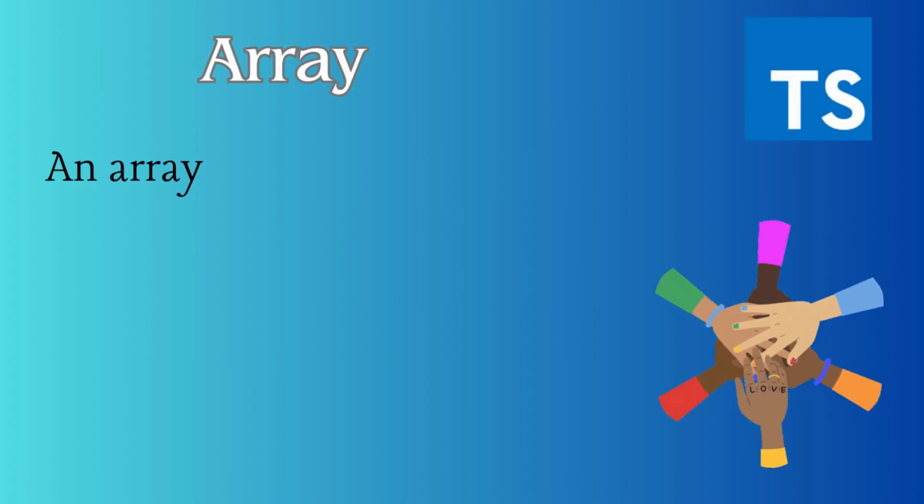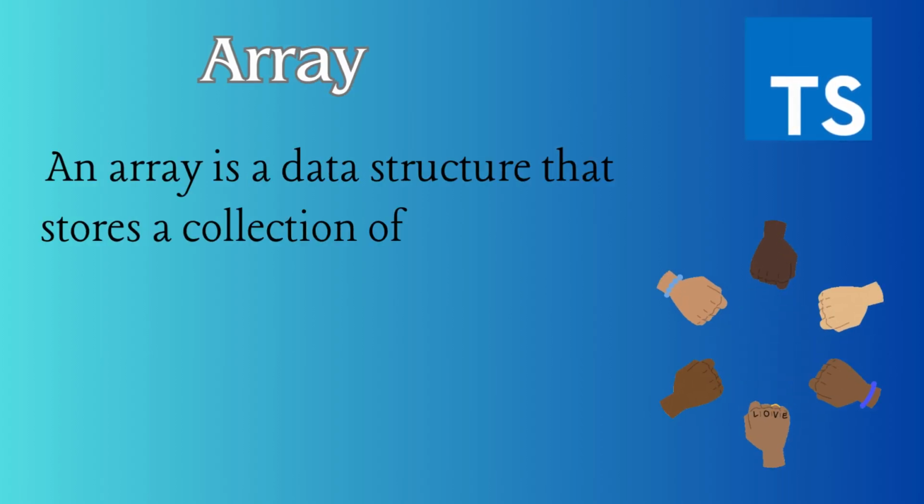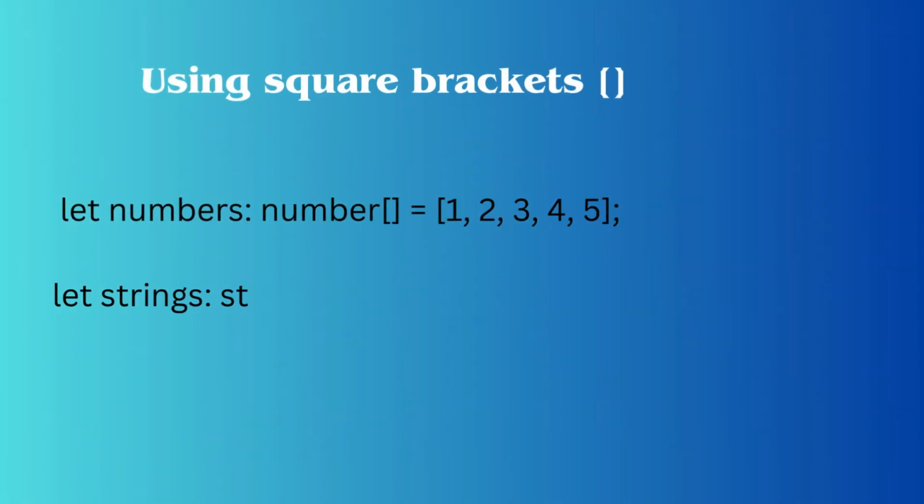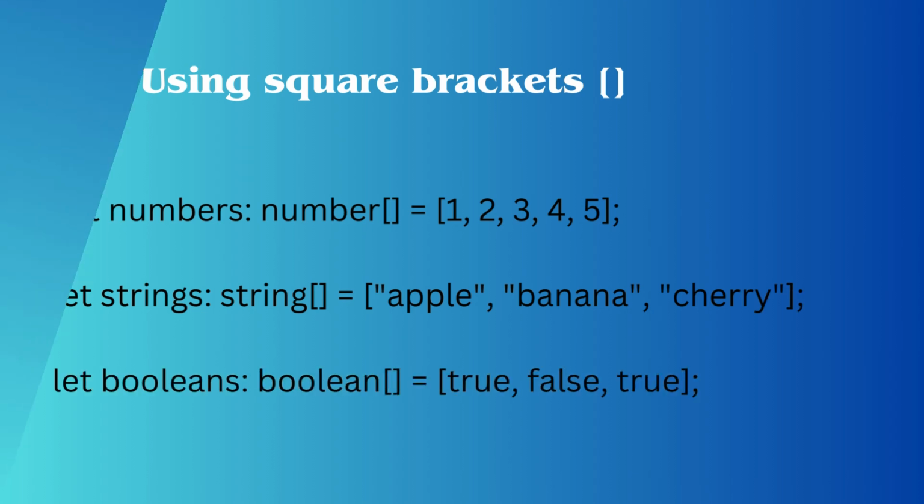Today our topic is array. An array is a data structure that stores a collection of elements of the same type. We use square brackets to create arrays. We have three categories of data for arrays: numbers, strings, and booleans.